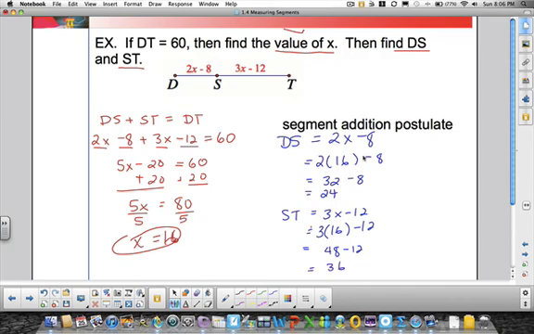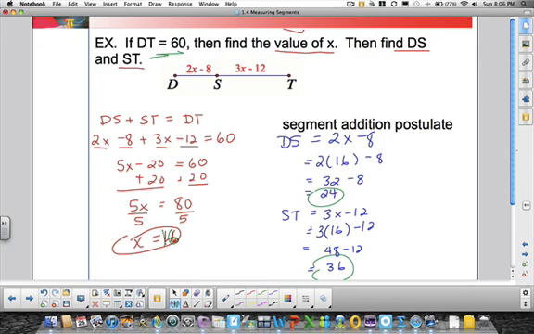So now what we want to check is, does DS plus ST add up to 60, which it should, and it does. So that tells me that I probably did my math right for finding x and for plugging in the values to find the length of DS and ST. Alright, so that's it for the notes on segment addition and measuring segments, and we'll practice with this when we get to class. Make sure that you go back, put your questions in on the left.